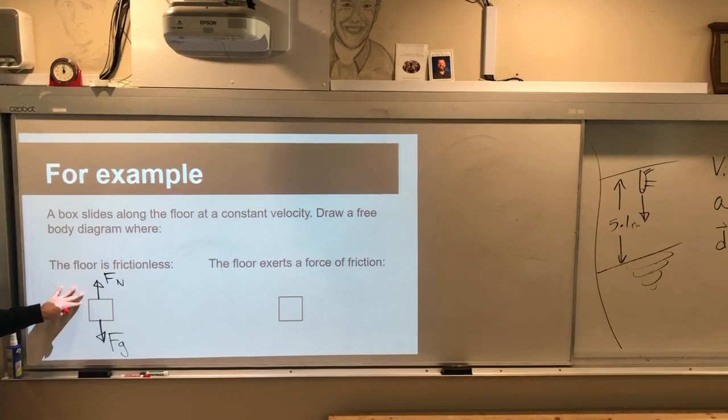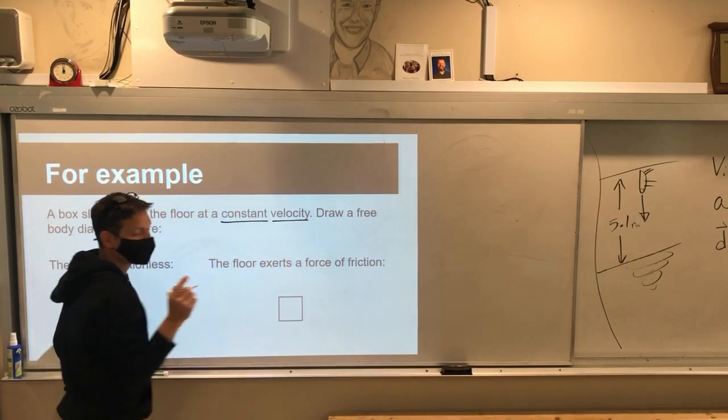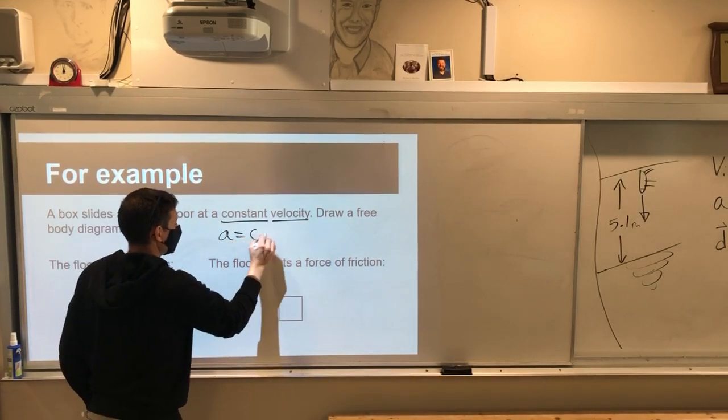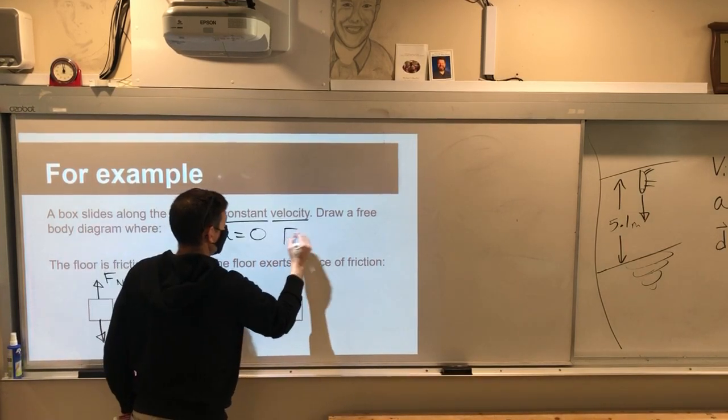In this situation, is there any other force? The force of the box sliding along. What are the two most important words in this sentence? Constant velocity. That means acceleration is what? 0. Which means F net is? 0.